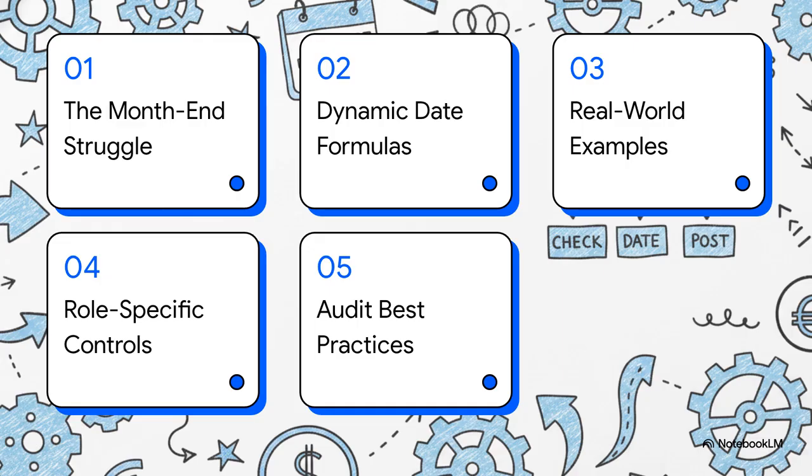Here's our agenda. 1. The month-end struggle. 2. Meet dynamic date formulas. 3. Real-world posting examples. 4. Role-specific user controls. And 5. Best practices for audits. Let's get right into it.